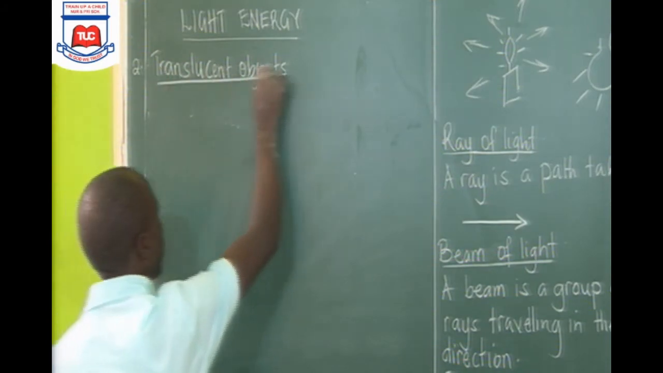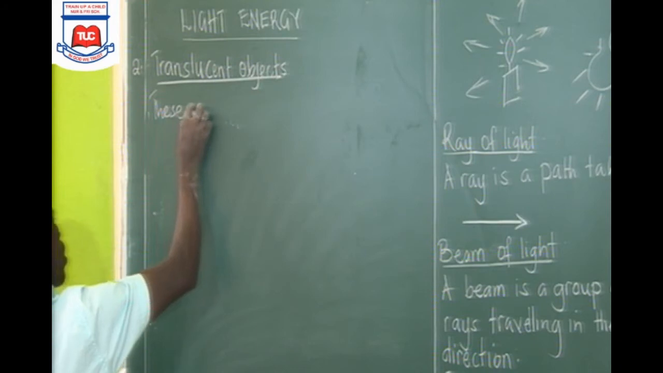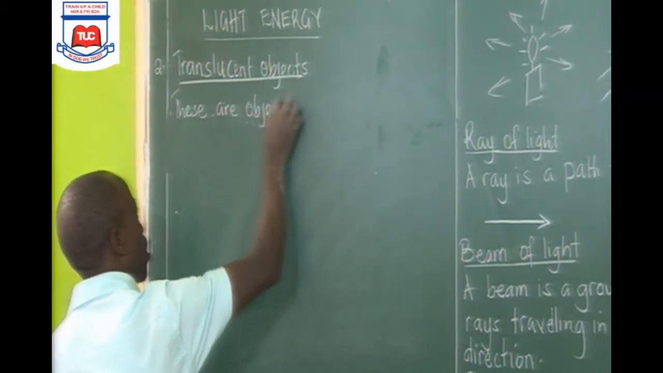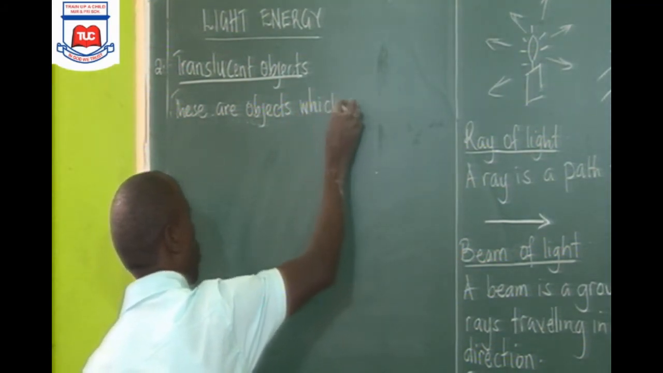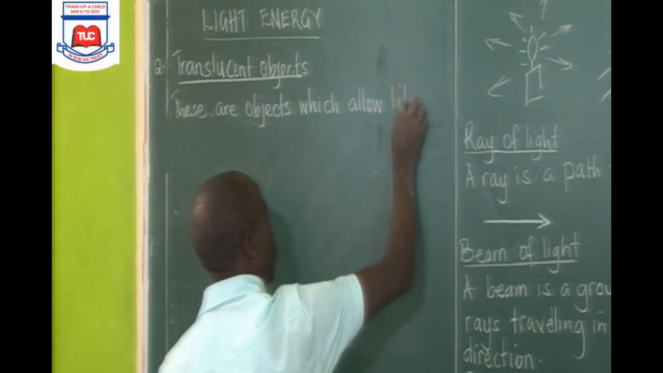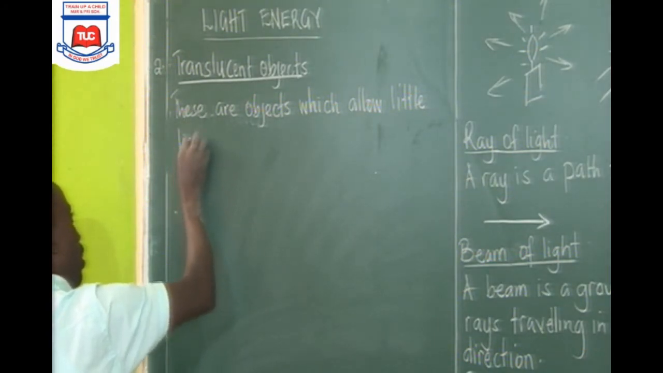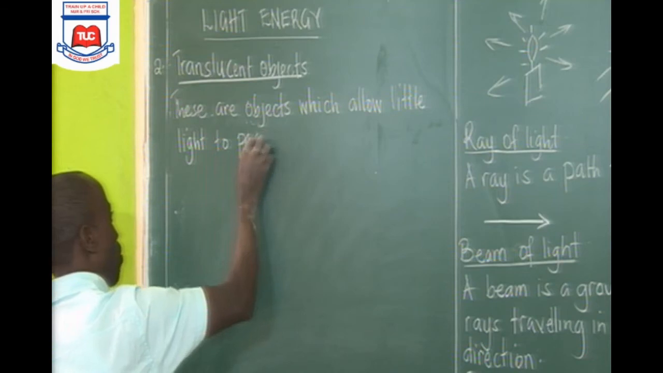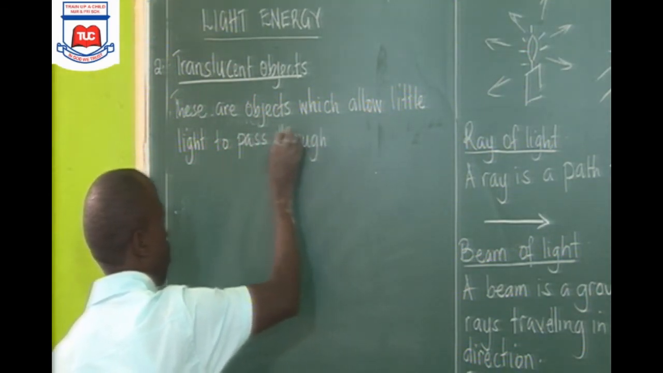Let's define translucent. These are objects which allow little light to pass through them. Little light to pass through them.